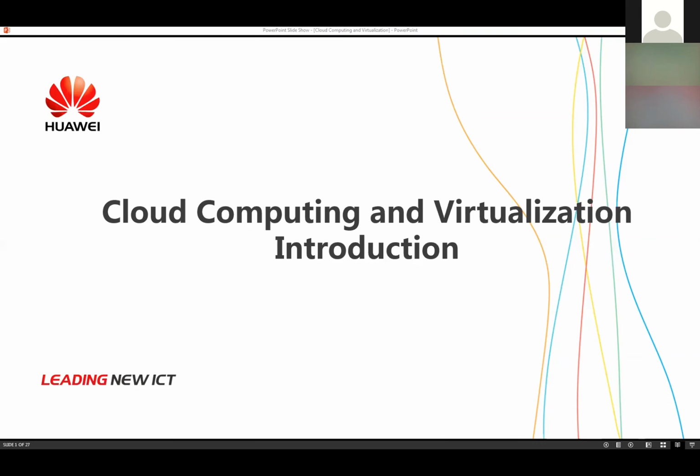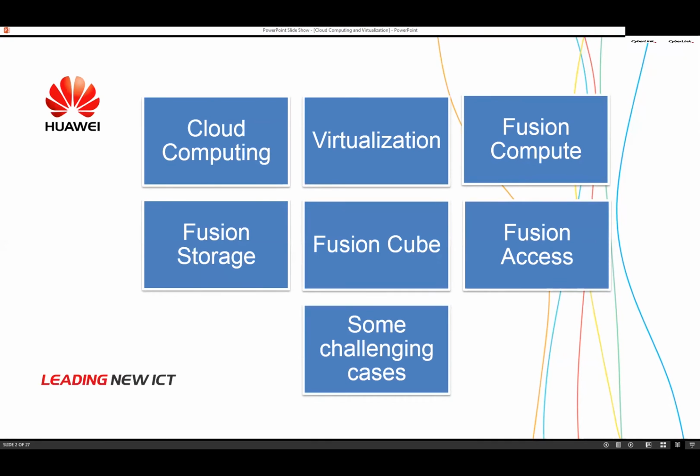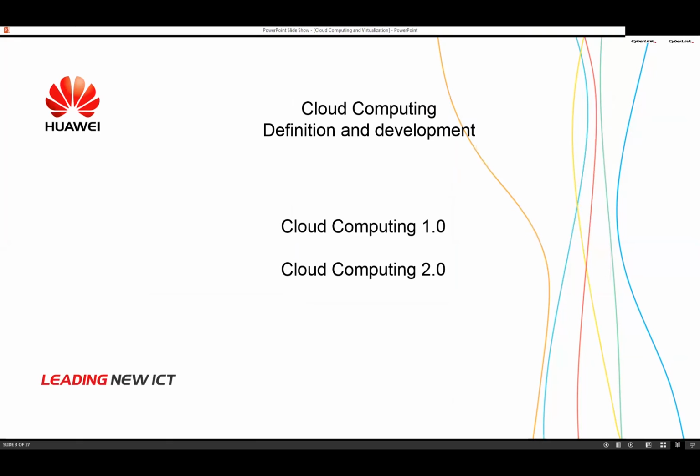I will briefly present to you some of our virtualization solutions. Okay, so this is what we're going to discuss today, a little bit about cloud computing. Now, what is cloud computing? Definition and a little bit about development.